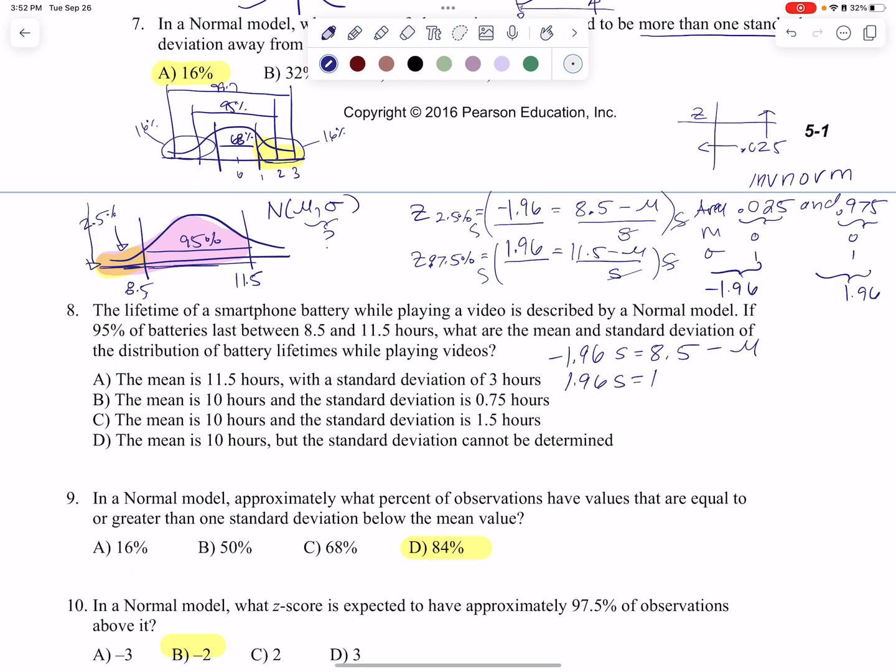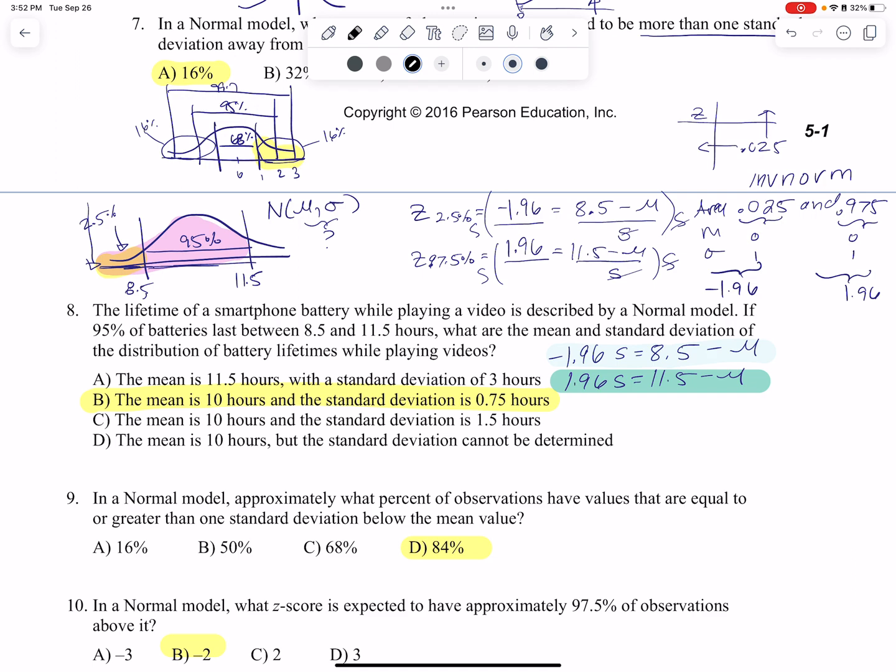Times s equals 11.5 minus mu. All right, at this point, I just need this to stay here. At this point, we're going to go ahead and get our calculator, and I'm going to type both of these equations right here, equation 1 and equation 2, into our calculator.